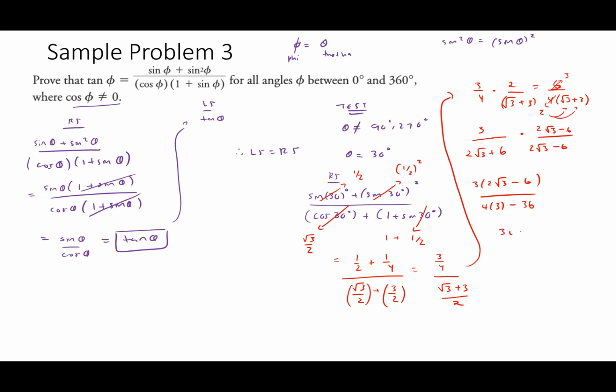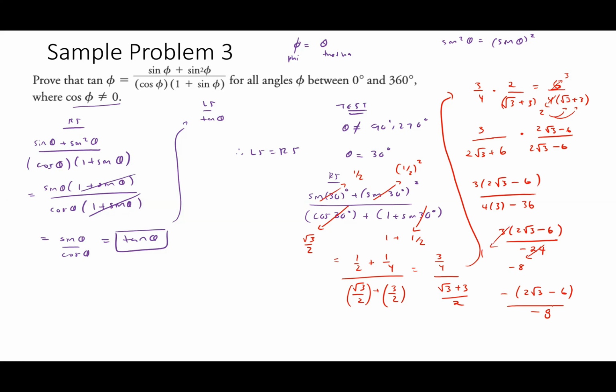Let's simplify the denominator first. 12 minus 36 is negative 24, right? If you divide this by 3 and this by 3, this is 1, this is negative 8. So this is basically negative 2 square root 3 minus 6 over negative 8. Okay, now for some reason, I think that doesn't look right.